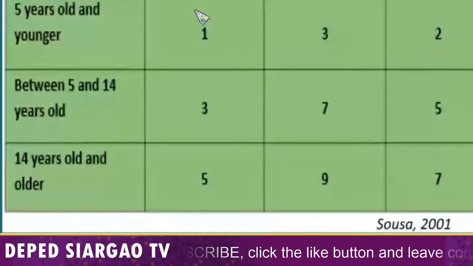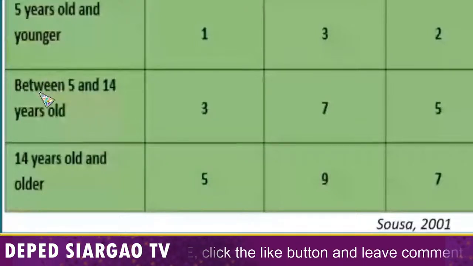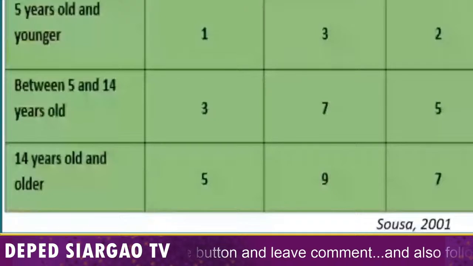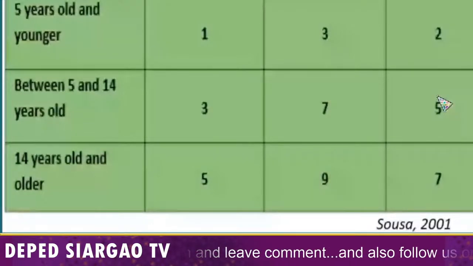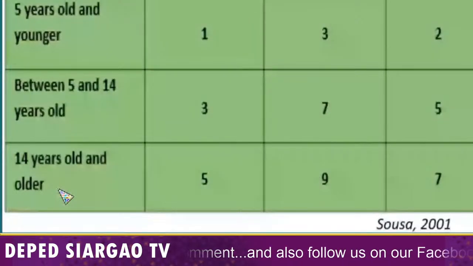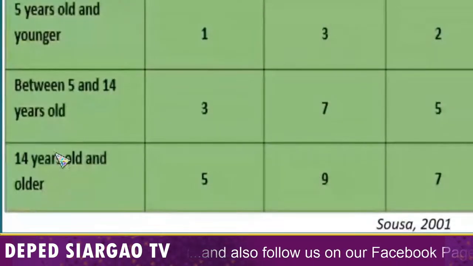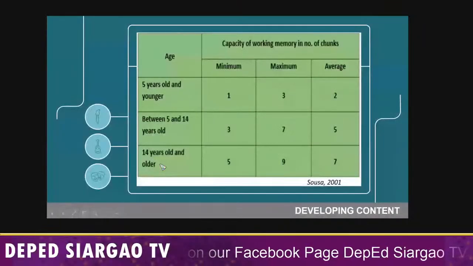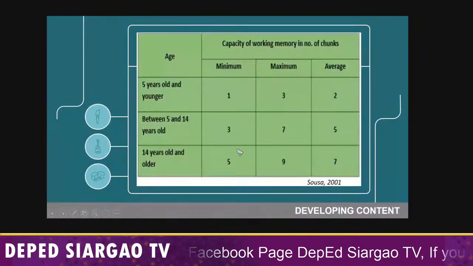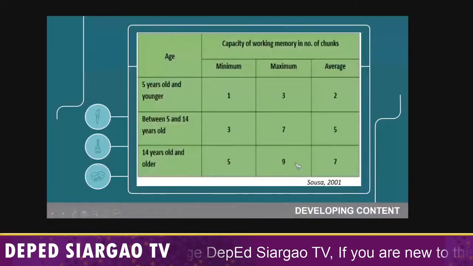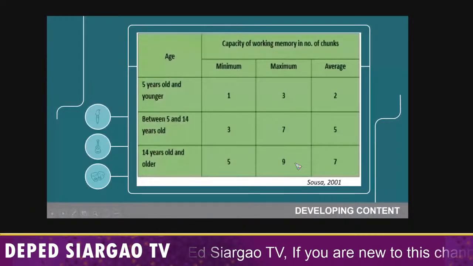Tapos pag dito naman sa 5 and 14 years old, yung minimum is 3 and then maximum of 7 and then average of 5. Now for 14 years old and older, so dito siguro tayo sa 14 years old dahil our assigned module is for the Filipino 8. So 14 years old and older, minimum of 5 chunks of information that can be stored in the working memory. Maximum is 9 and the average is 7.